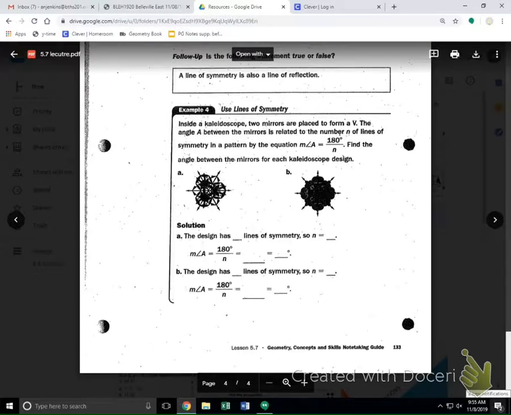So we're going to start here. We're going to see how many lines of symmetry we have. I label starting at my x-axis, so 1, 2, 3. We have 3, so that means my N has to equal 3. So when we come down here to find our angle measure, we take 180 and divide by 3. I know I didn't give you guys a calculator. Okay, thank you. 60. So the angle would have to be 60 degrees between the 2 mirrors. And then our next one, we want to look at the second design. How many lines of symmetry do we have there? We have 4, which means my N has to be 4. So 180 divided by 4 is 45.